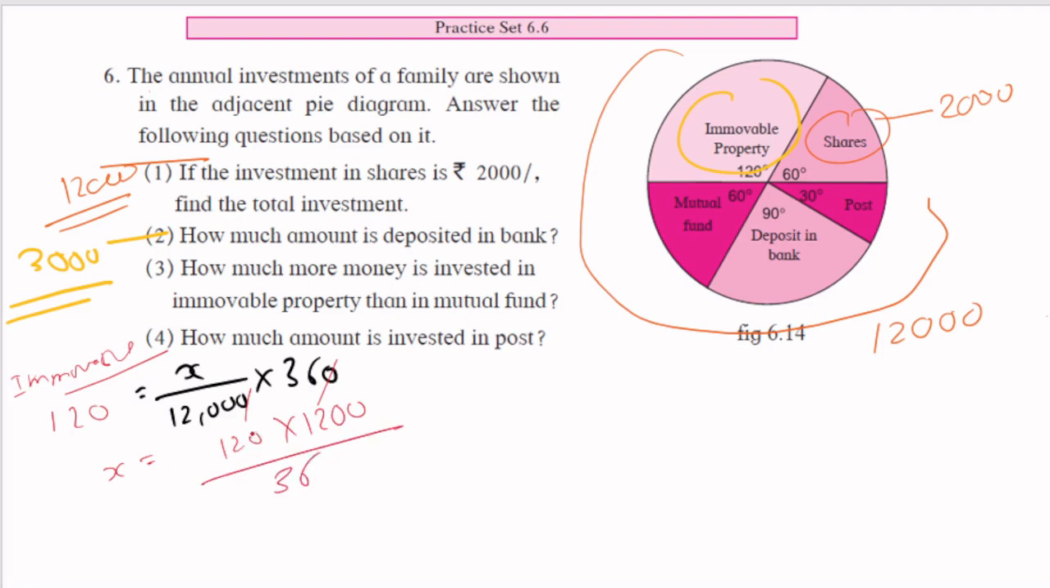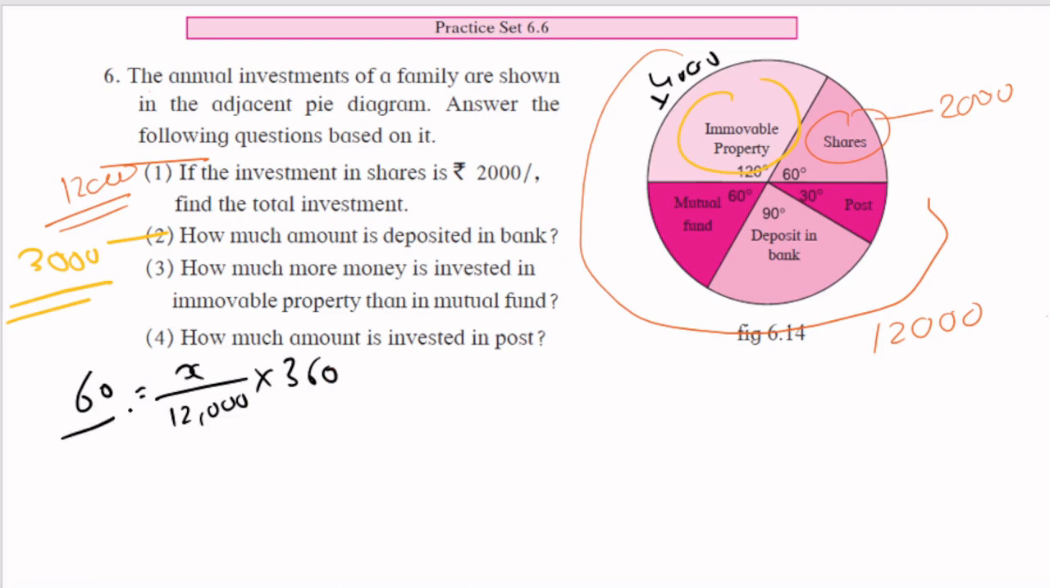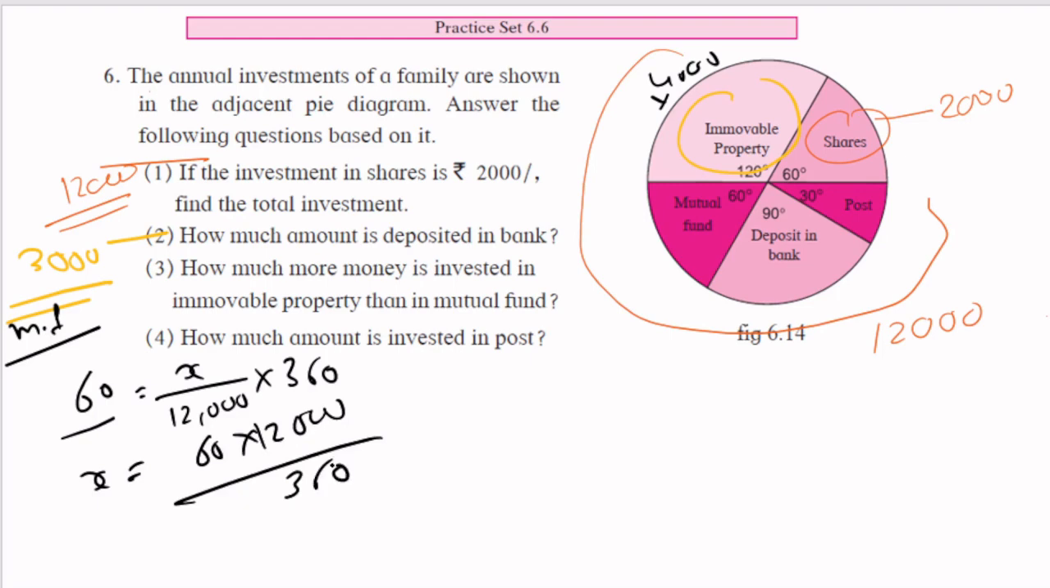What else can you do? So 12 tens are 120, 12 threes are 36, 3 fours are 12, and the answer will be 4000. And what is this 4000? 4000 is the value of the immovable property investment. So this is 4000. Now next we have to calculate the value of mutual fund. We have to just change the angle to 60 and the rest of the things will remain as it is. I have written 60. 60 is for mutual fund. Let's write all elements on one side to calculate. So 60 into 12,000 divided by 360.